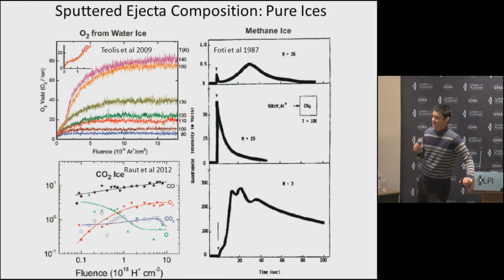You also have photons. So if it's a transient event like that, let's say a plume, and then it stops, and so there's some fresh plume material stuck to the surface, you're radiolytically processing the material, you're sputtering it.